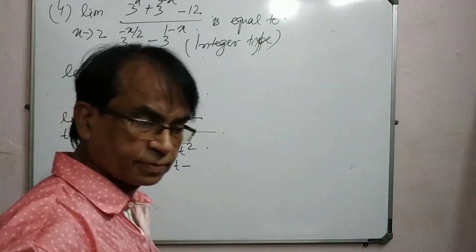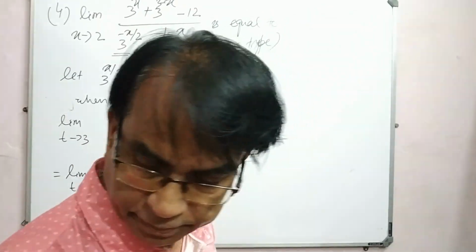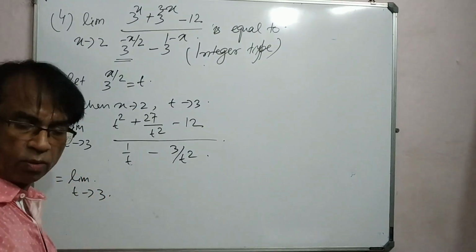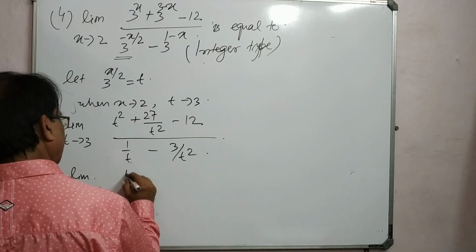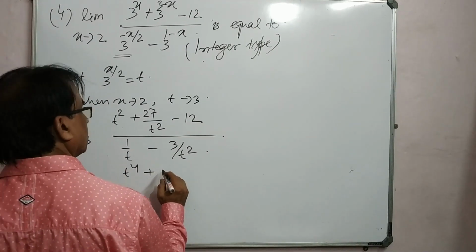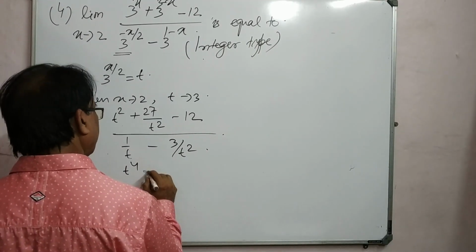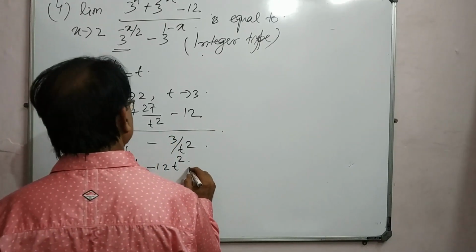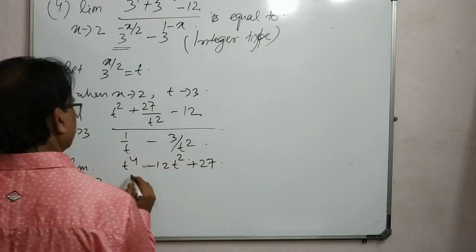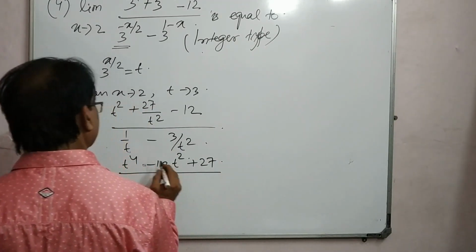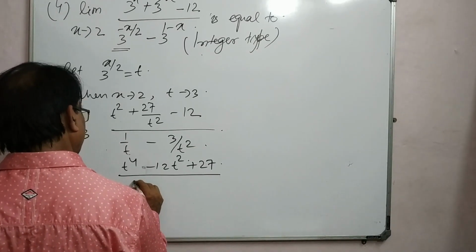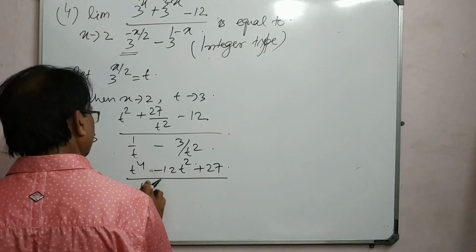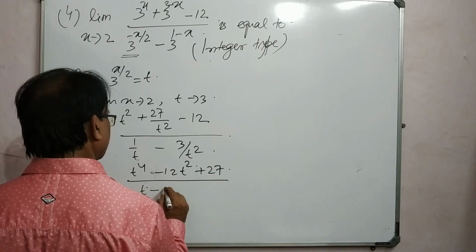It becomes, multiplying now, 3 to the power 4 minus 12 t square plus 27 by t square, t minus 3.